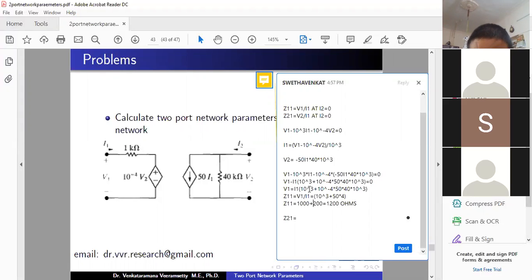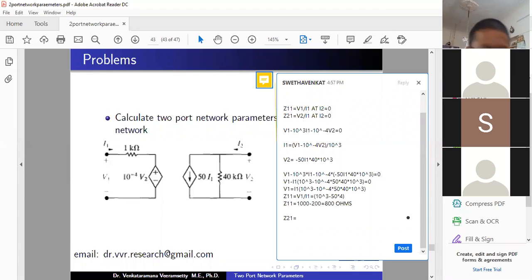Look, V1 minus 10 power 3 into I1 minus... I took minus I1 common. Here there is 10 power 3, and there it becomes minus 10 power minus 4. Because I am taking I1 common, it will be minus. So now here it is minus, and it is 800.